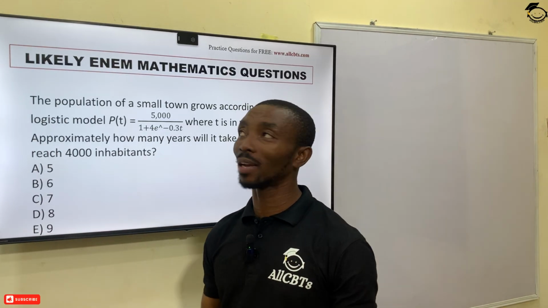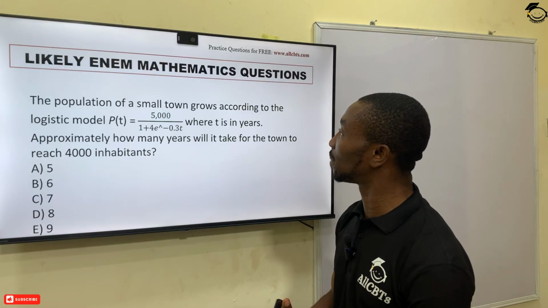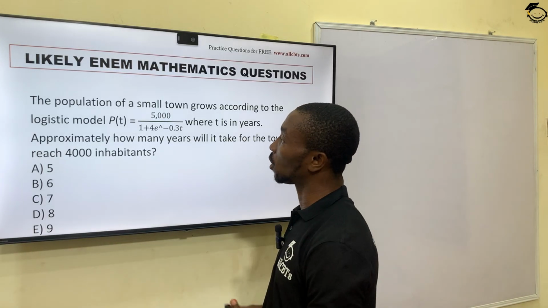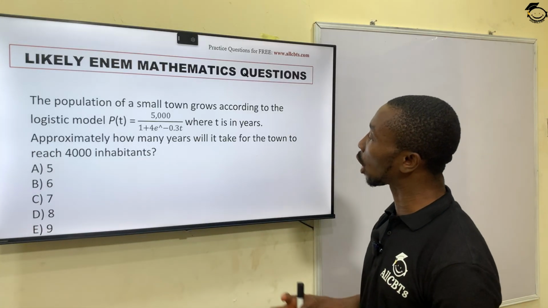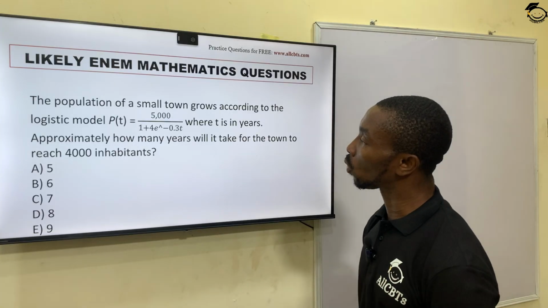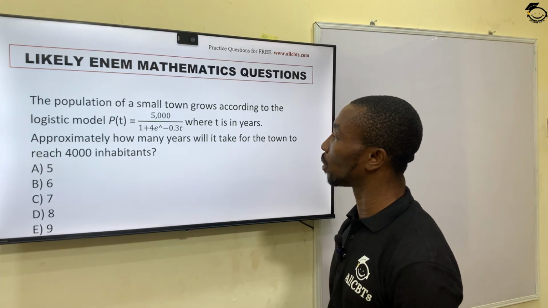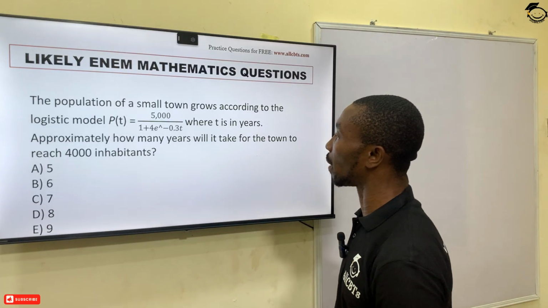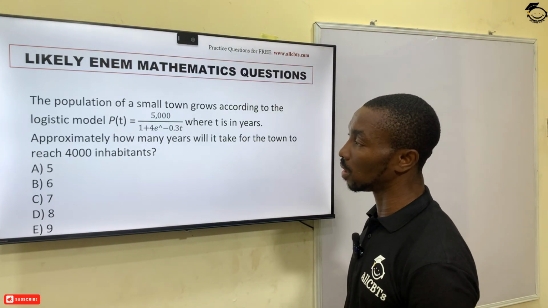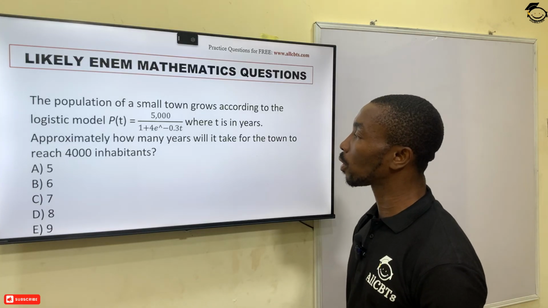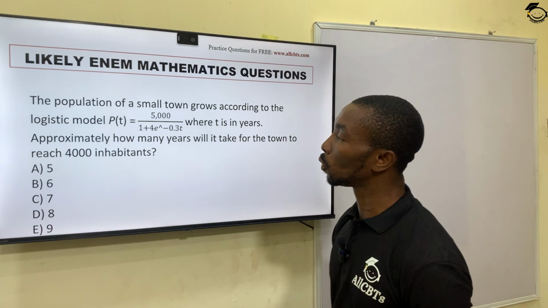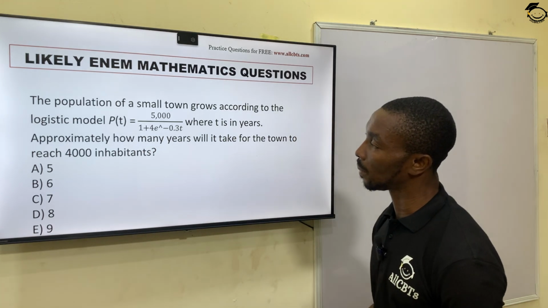Today we'll be looking at likely ENEM mathematics questions. Now, our first question says, the population of a small town grows according to the logistic model P(t) equals 5,000 over 1 plus 4e raised to the power minus 0.3t, where t is in years. Approximately how many years will it take for the town to reach 4,000 inhabitants?